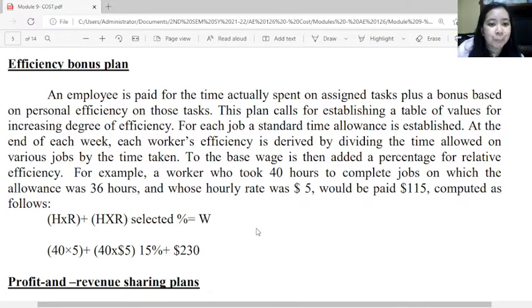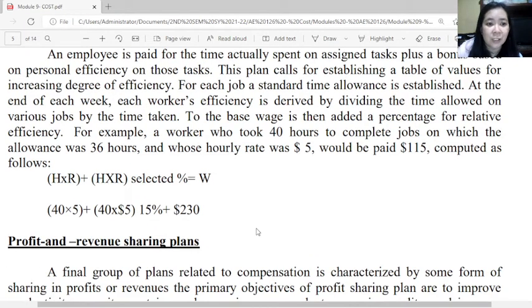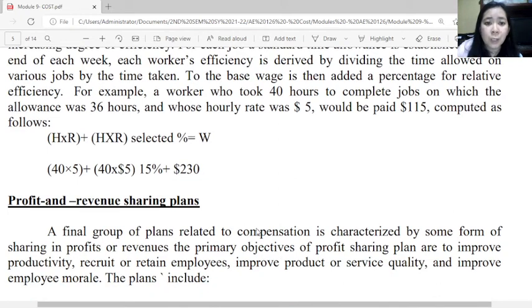So to the base wage is then added the percentage for relative efficiency. So we have here an example to illustrate. A worker who took 40 hours to complete jobs on which the allowance is 36 hours and the hourly rate is 5. So in this case, he would be paid 115.